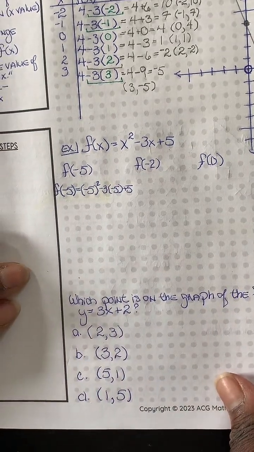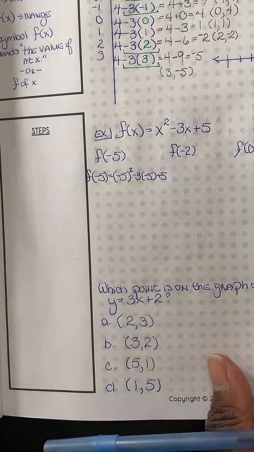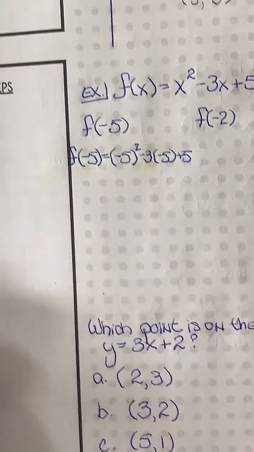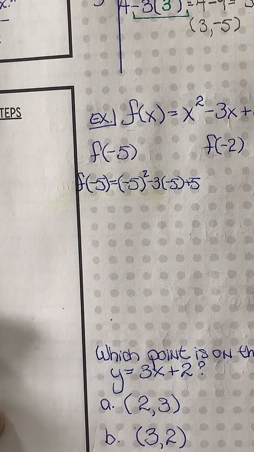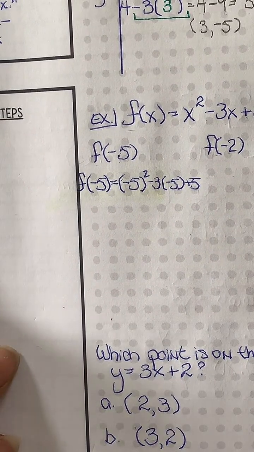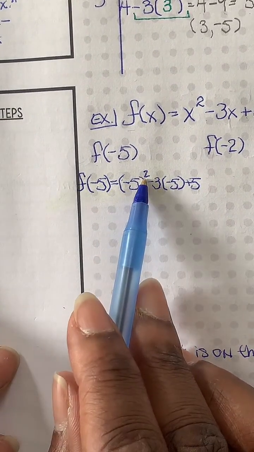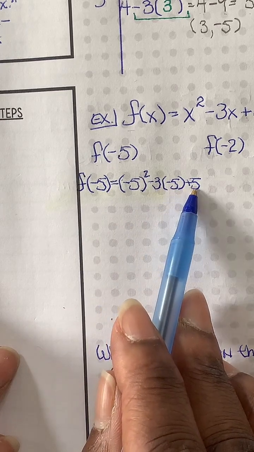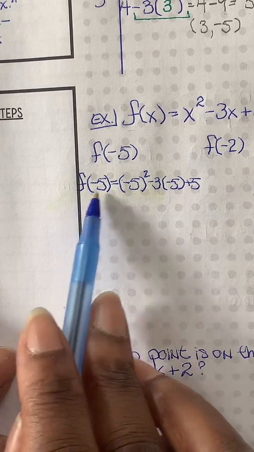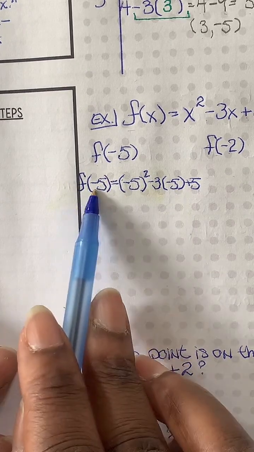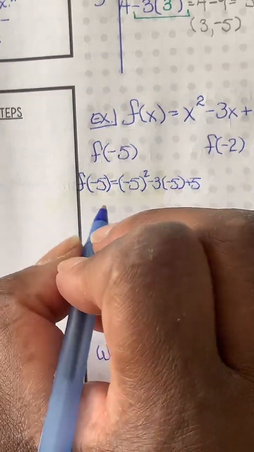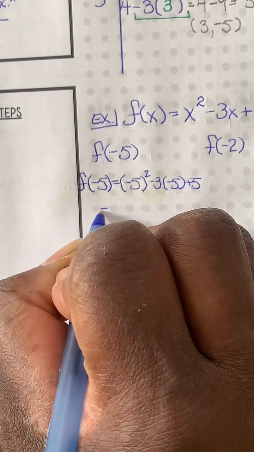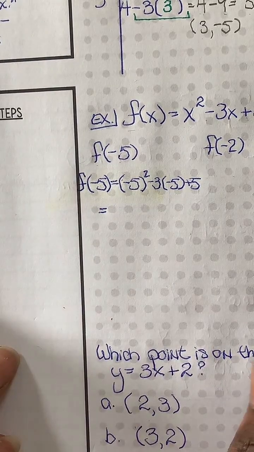Now, I had to think about the spacing a little bit. Okay, so let me focus on that first one. So now we have -5 squared minus 3 times -5 plus 5, right? So we're not doing anything with this, so just don't freak out about it. It's just a reminder of what you're substituting.